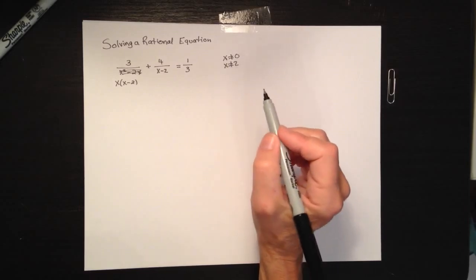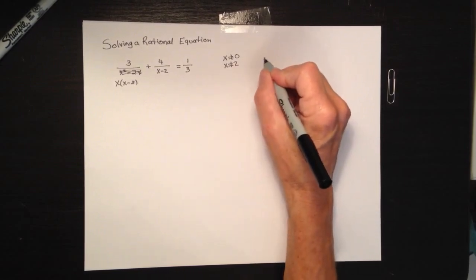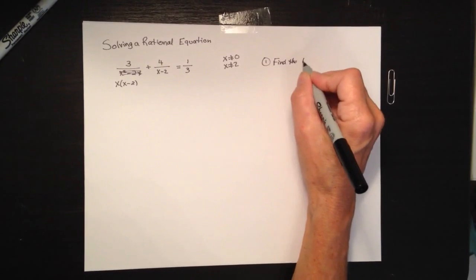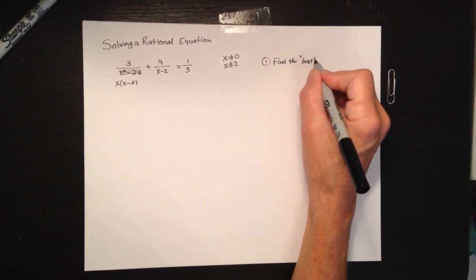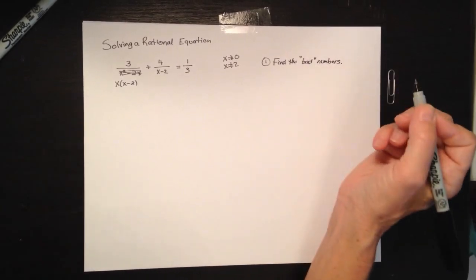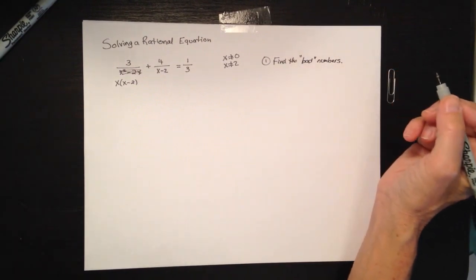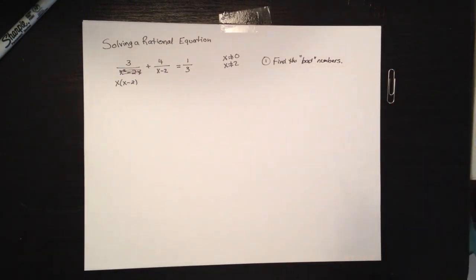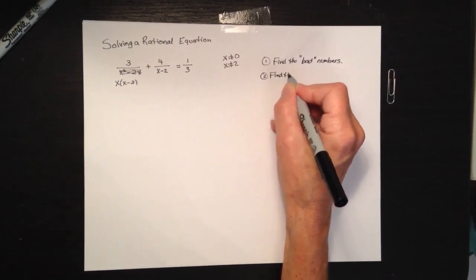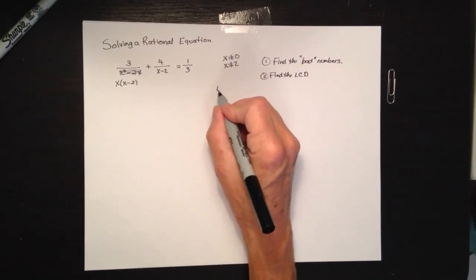All right, so we called out the bad values. Now we go ahead and find our lowest common denominator. So step 1 was to find the, this is what I term the bad numbers. Specifically, this means any values for x which would cause division by 0, any values for x that have to be excluded from our domain. Okay, the second step is to find the lowest common denominator. And so I'm going to work on that.